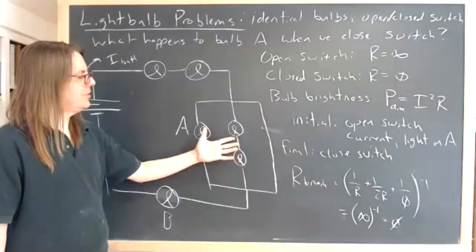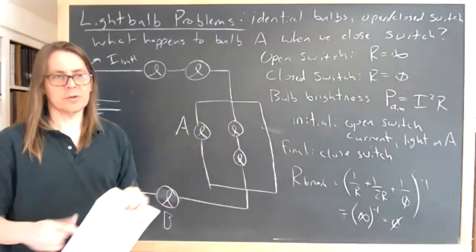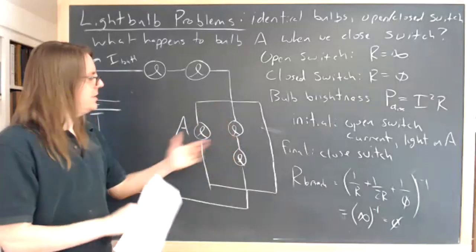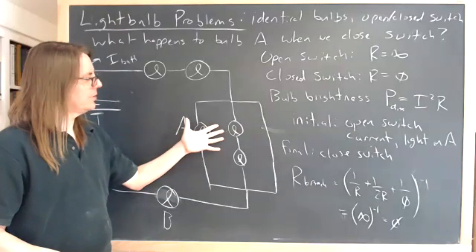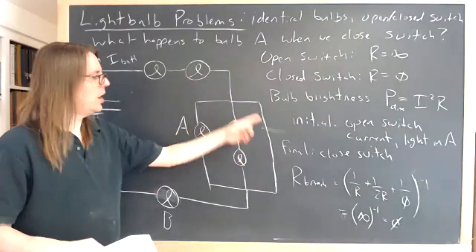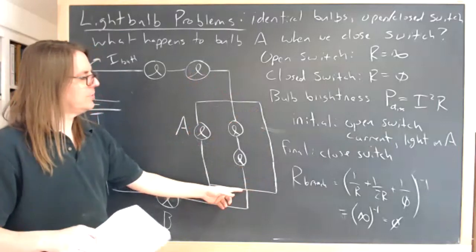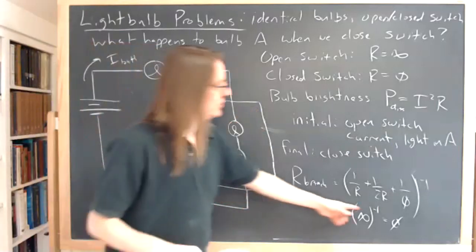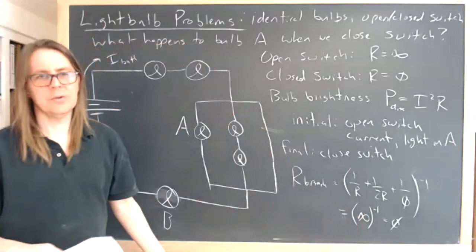And basically the point is, this is what we call in electronics a short. These two bulbs do nothing because we have shorted them. Short just means a wire goes around them. And you can see what that wire does. It makes the resistance of the whole branch 0.